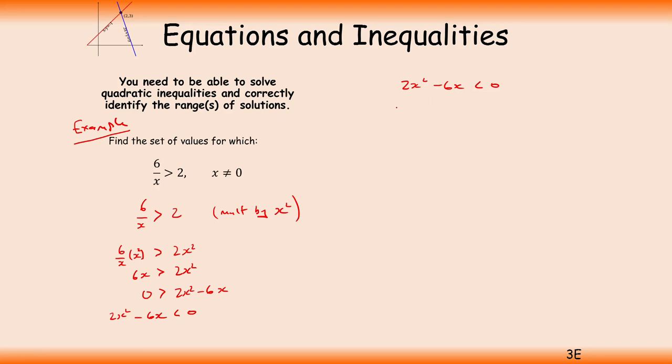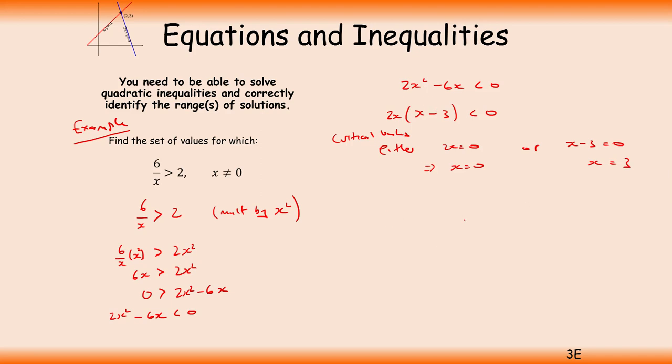Factorize first. We factorize what's common to both. 2x, and we're left then with x minus 3 is less than 0. So either, the critical values, either 2x equals 0, which means that x is equal to 0, or x minus 3 is equal to 0, which means that x is equal to 3. So those are our two values.